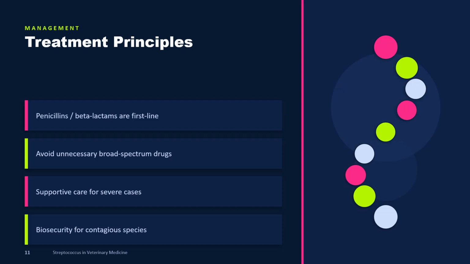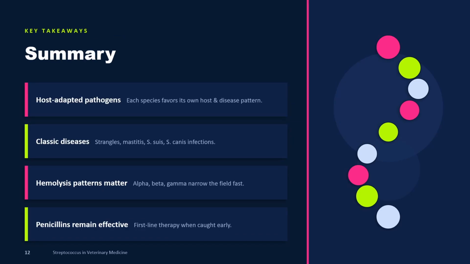Streptococcus species remain highly susceptible to penicillins, which is great from a stewardship standpoint. Beta-lactams are usually your first-line choice. Avoid broad-spectrum antibiotics unless culture results indicate resistance or mixed infections. Supportive care is essential for severe cases like strangles or suis meningitis, and for contagious species, biosecurity measures, isolation, hygiene, and environmental control are critical to stopping spread.